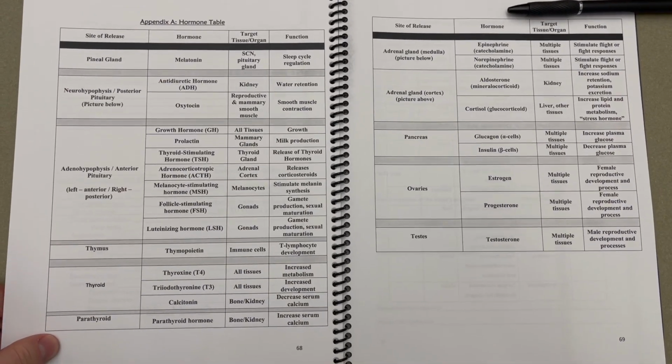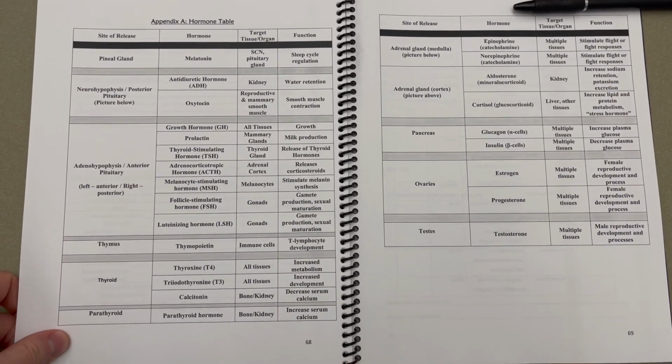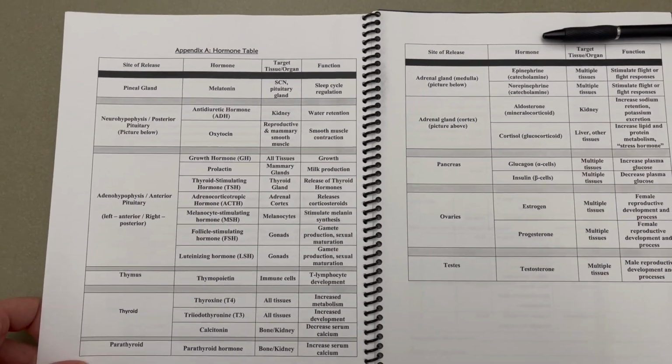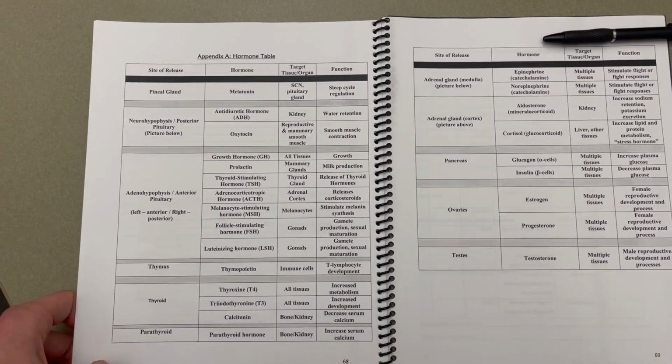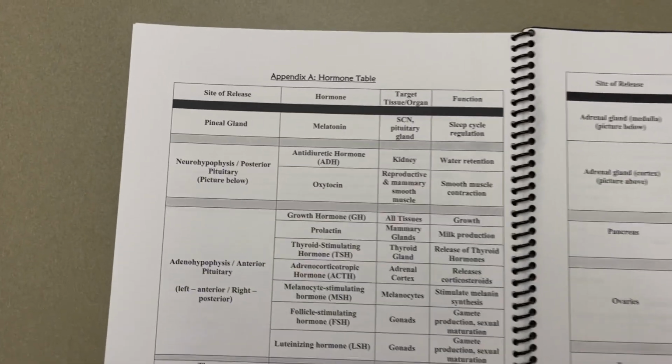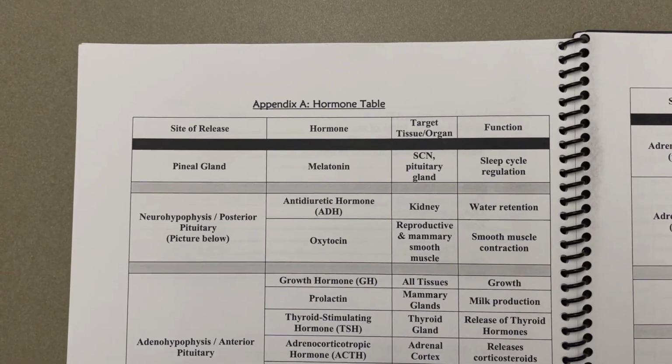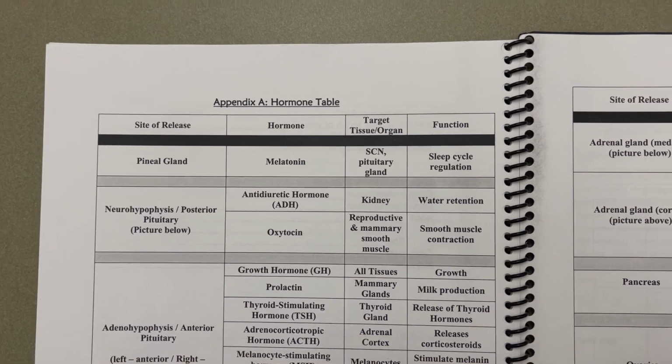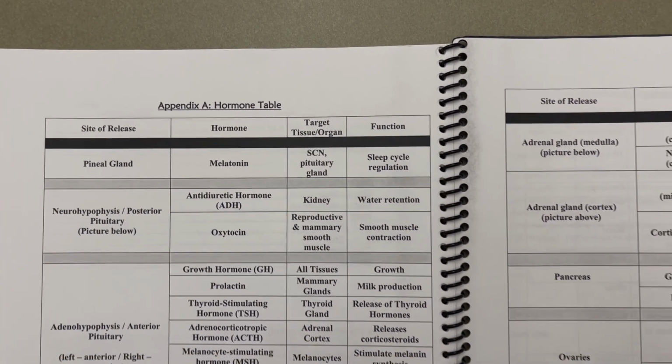So if you're using the 2023 lab manual version, or a manual that's similar to it, you should go to the back of it and look at pages 68 and 69, because it has literally all of the hormones and glands that you will ever need to know, right? It's got the different glands, as you can see, like the pineal gland up there, releasing melatonin. It even tells you the target tissue and its function within the body, right?